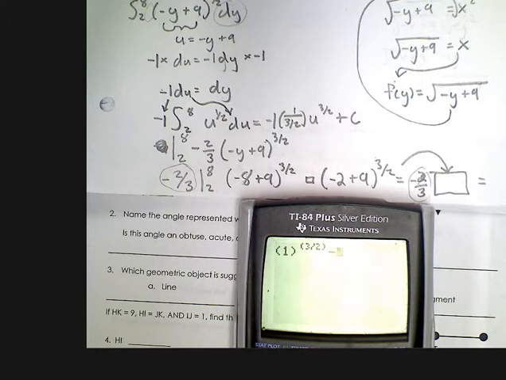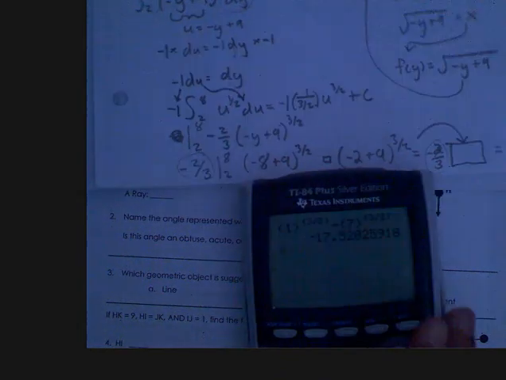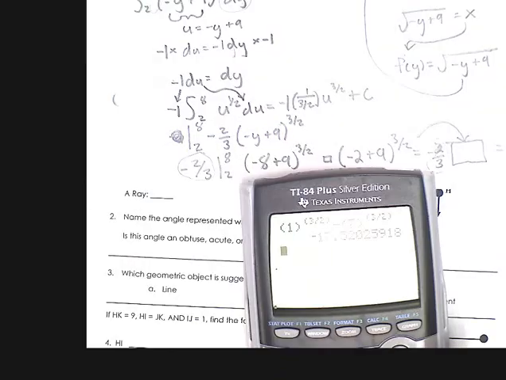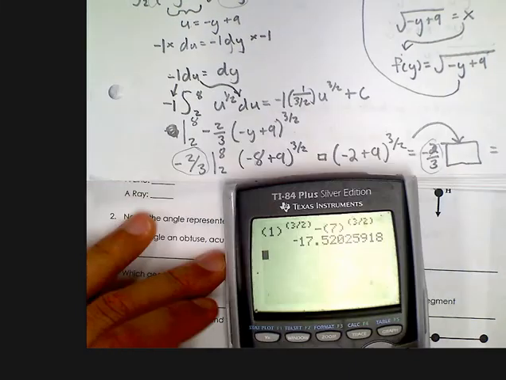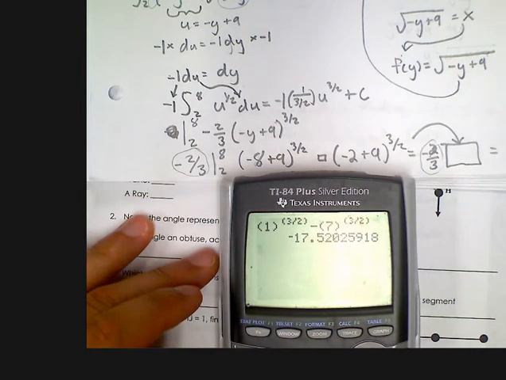minus 7, whoops, okay, and there you go. That's it. So that's what we have there. Uh-oh, light went off again. That's what we have there. I wish the glare wasn't so bad. I'm sorry, guys. Maybe if I zoom in a little bit.